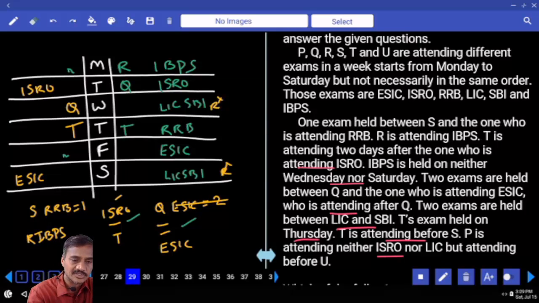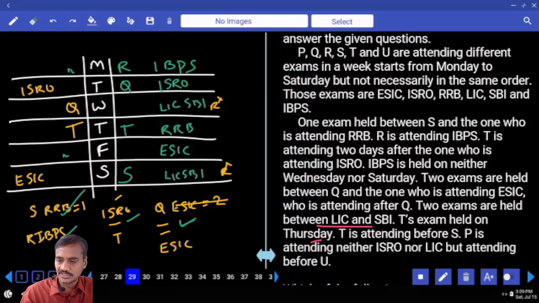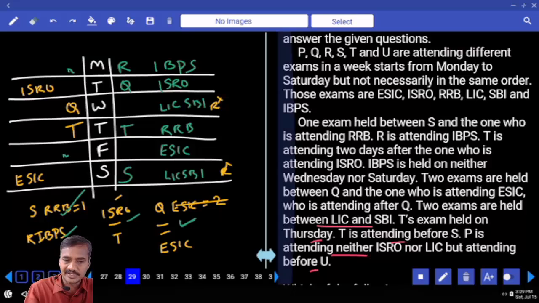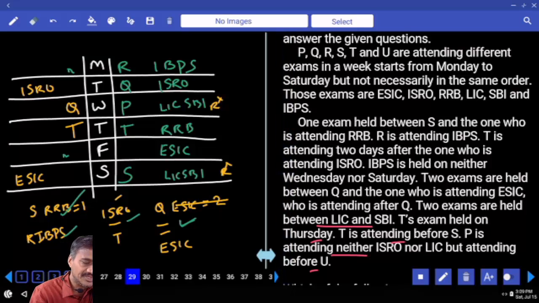If RRB is here, now between S and RRB there must be exactly one person, S must be here. Now we have done with this information as well. RRB and S. Then Q and ESIC done, and two exams between LIC, T and T before S, and P is attending neither ISRO nor LIC. P is neither ISRO nor LIC but attending before U. Now P is before U, P is here, then U is here, and P is not attending for LIC and SBI, and this must be LIC. Then now this is about question numbers 29 to 30.